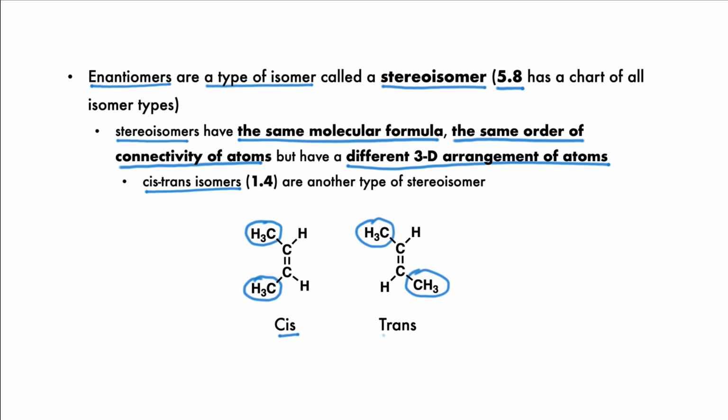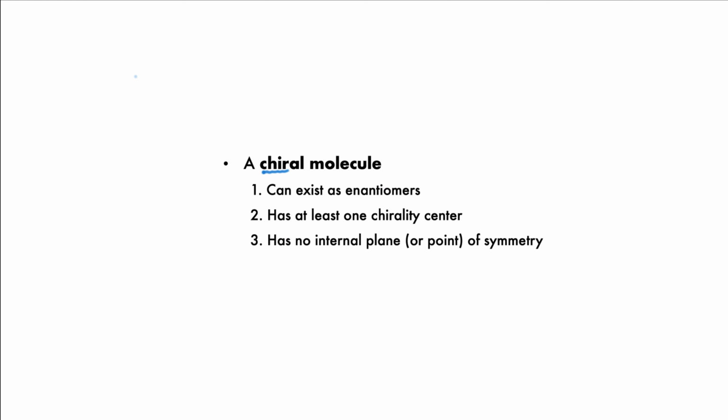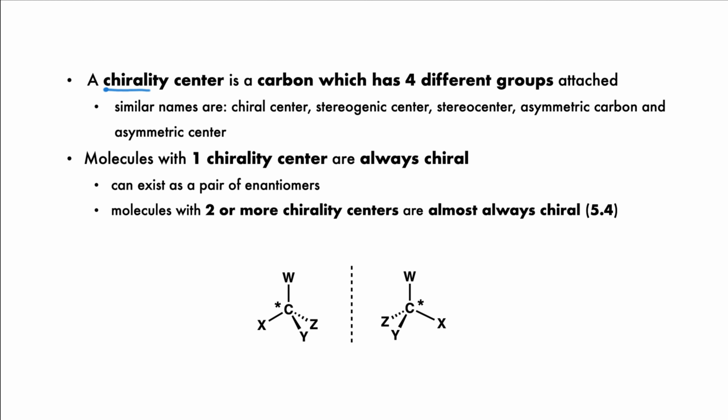Next, we need to talk about the characteristics of chiral molecules and how to find chirality centers in organic molecules. A chiral organic molecule has 3 characteristics. First, it can exist as a pair of enantiomers. Second, it has at least one chirality center. And third, it does not have an internal plane of symmetry or any other symmetry element such as a point of symmetry. A chirality center is a carbon which has 4 different groups attached.